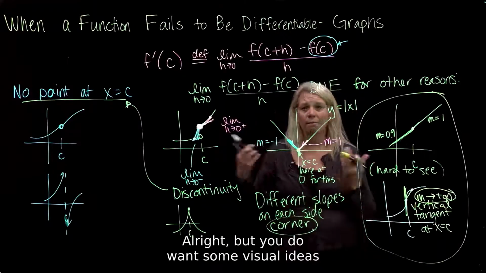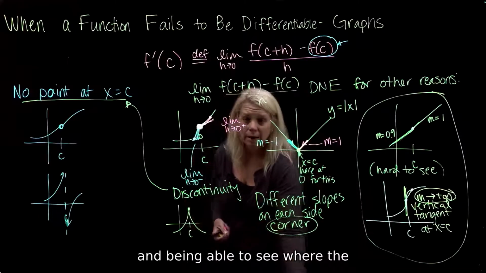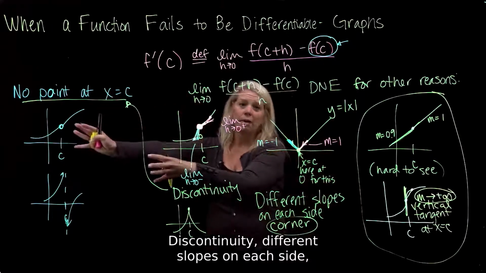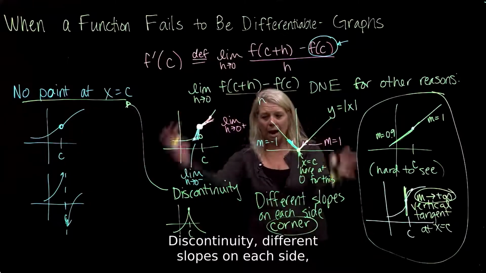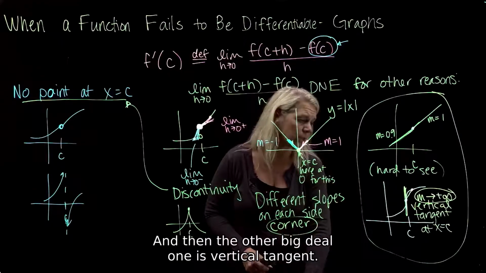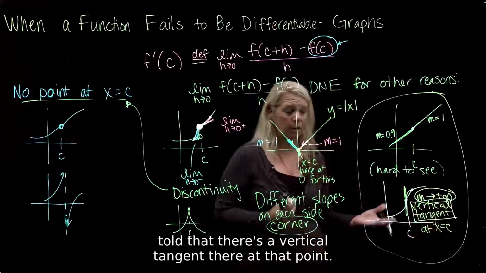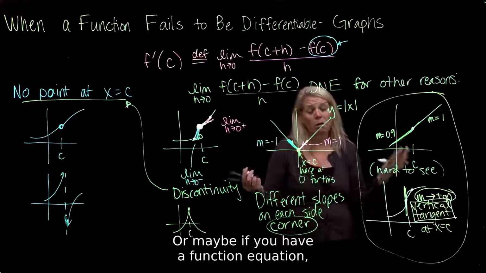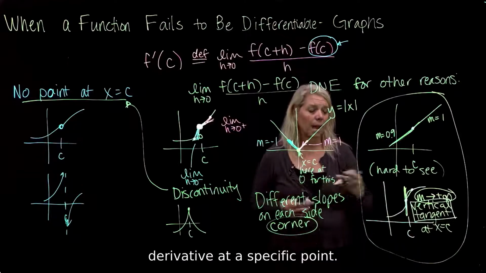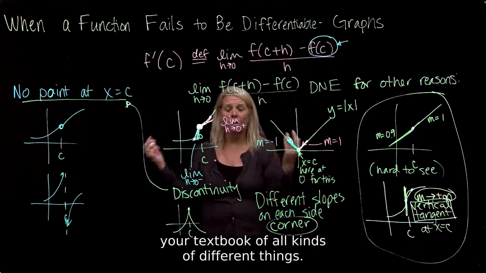All right, but you do want some visual ideas about looking at graphs and being able to see where the derivative might not exist at a point. So discontinuity, different slopes on each side, several different ways that that might happen. And then the other big one is vertical tangent. Again, that can be hard to see unless you have been told that there's a vertical tangent at that point, or maybe if you have a function equation, you can look a little bit at the derivative at a specific point. All right, there are some more pictures in your textbook of all kinds of different things.